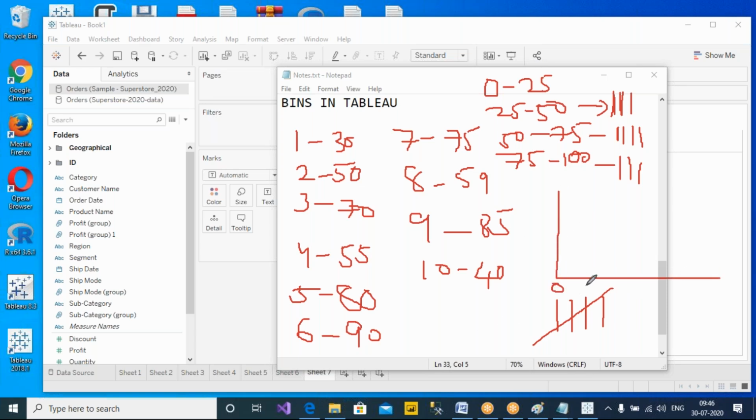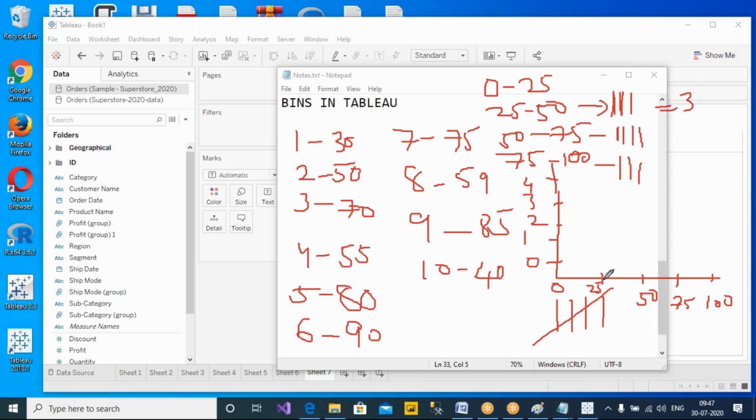So here it will be 0, this is 25, this is 50, 75, and 100. And the numbers here might be maybe 0, 1, 2, 3, and 4. Let's put it that way. So 0 to 25, I don't have any value, so no graph. 25 to 50, so the total count here is 3.